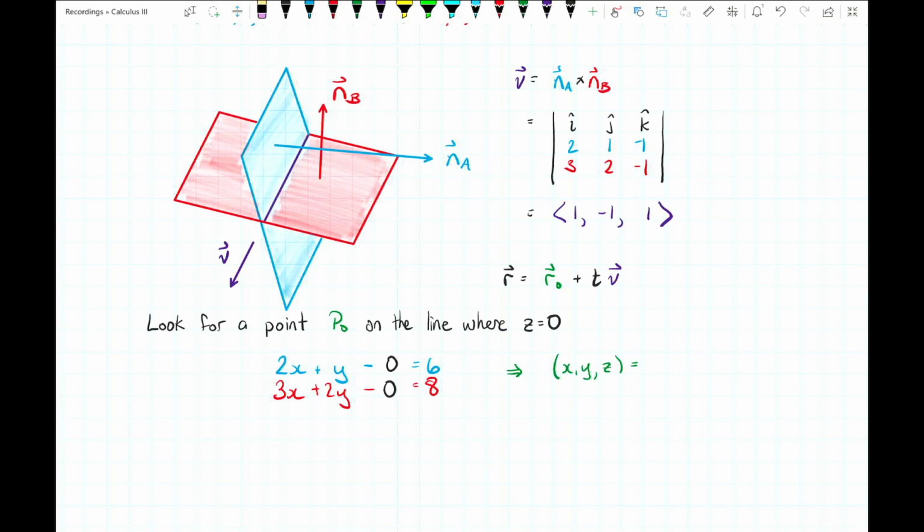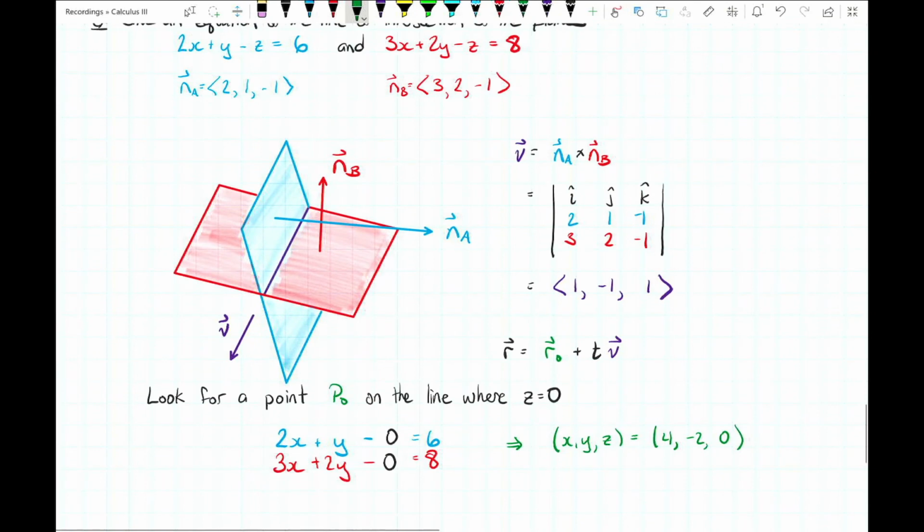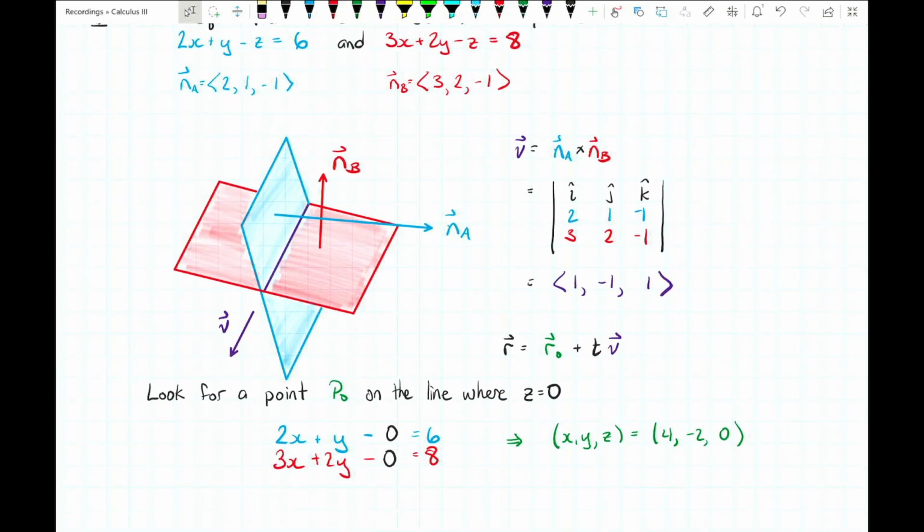Using whichever method you prefer, you should find that x is equal to 4, y is equal to -2, and of course, we've chosen z to equal 0. You can even go ahead and plug those values into the original equations of the two planes, and you should see that you end up with 6 and 8 for the values on the left-hand side. This point satisfies both of those equations.